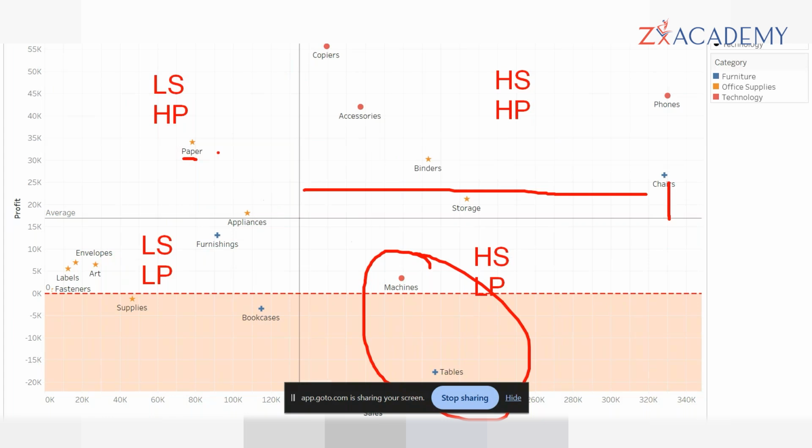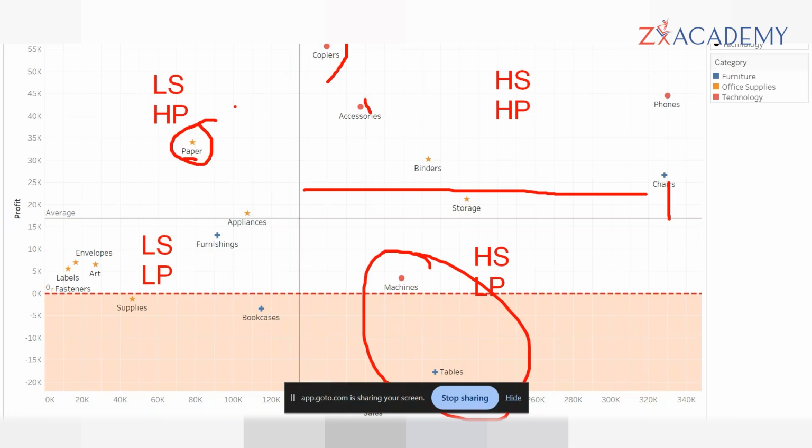And for those products which belong to this high sales, high profit group, we have a lot of things to learn from here. How are we able to generate a good profit even with low or average sales, or very low sales, very good profit? I can say the copiers also, we have to learn a lot of things. Accessories also, we can learn a lot of things. These are the products, especially papers and the copiers, where there is a lot to learn. Even with the low sales, we are getting very good profit. How are we able to get that kind of profit? We need to learn a lot of things.